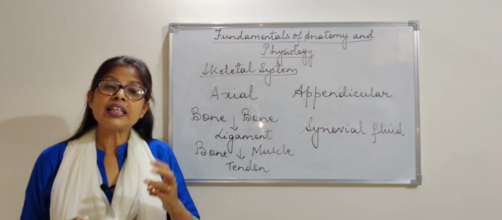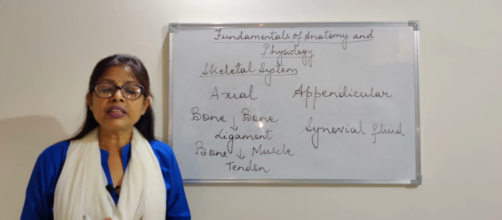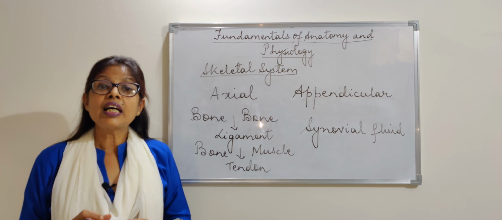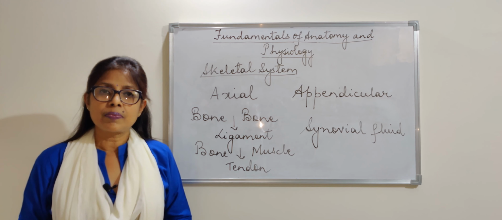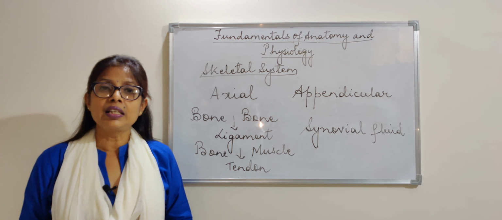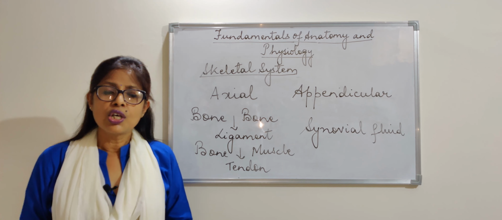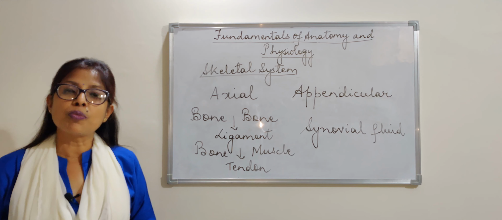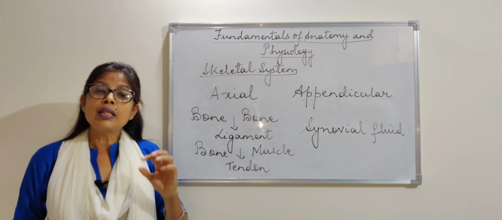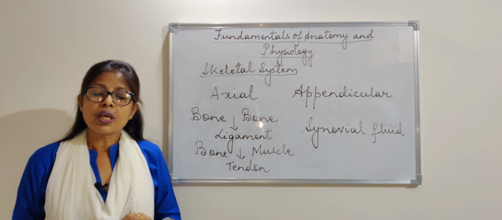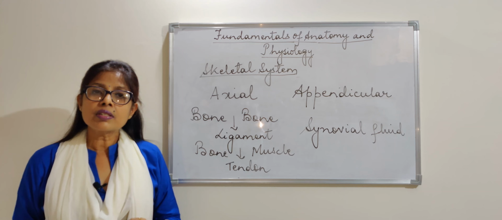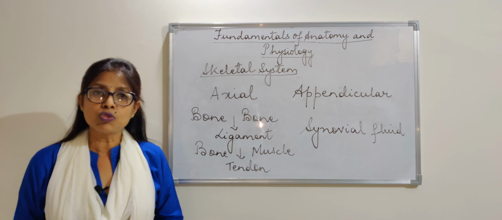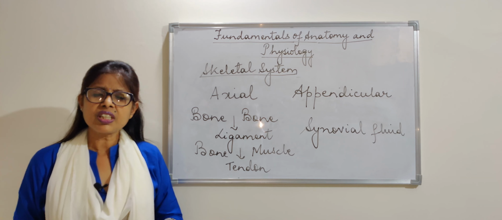And the third type that is present in our body is the immovable joints. That is in our skull, the head region. So we have three types of joints in our body: the movable joints, the immovable joints, and partially movable joints.